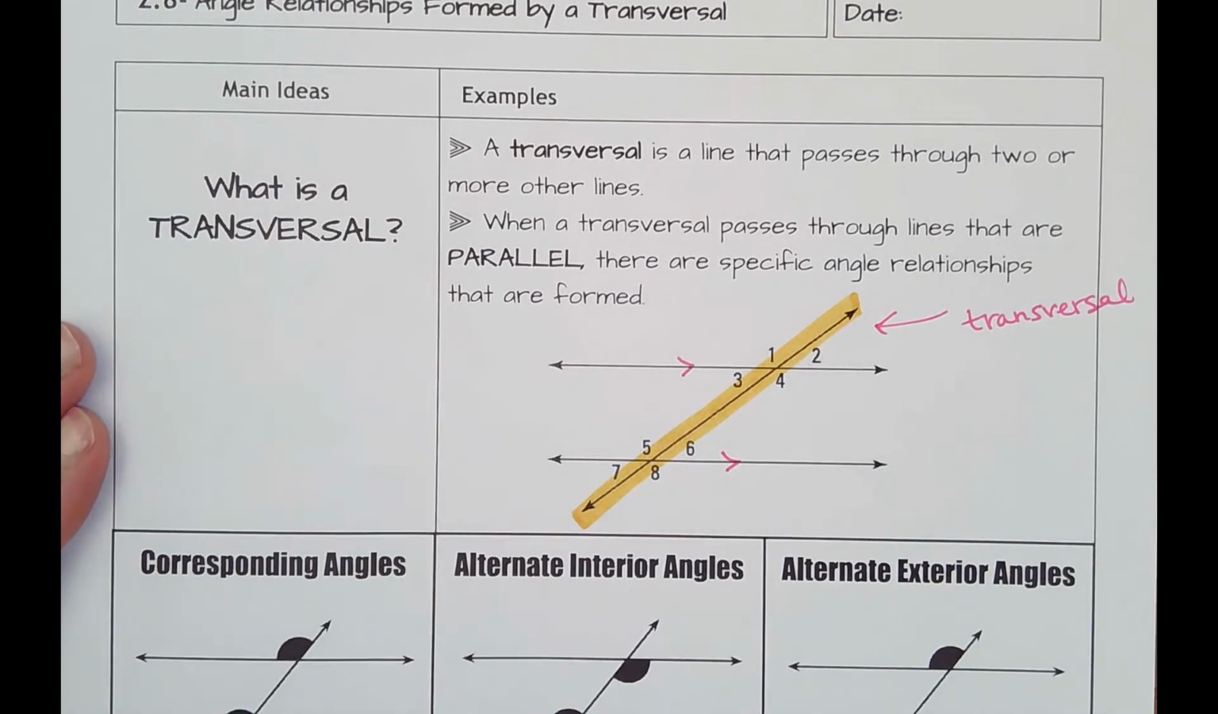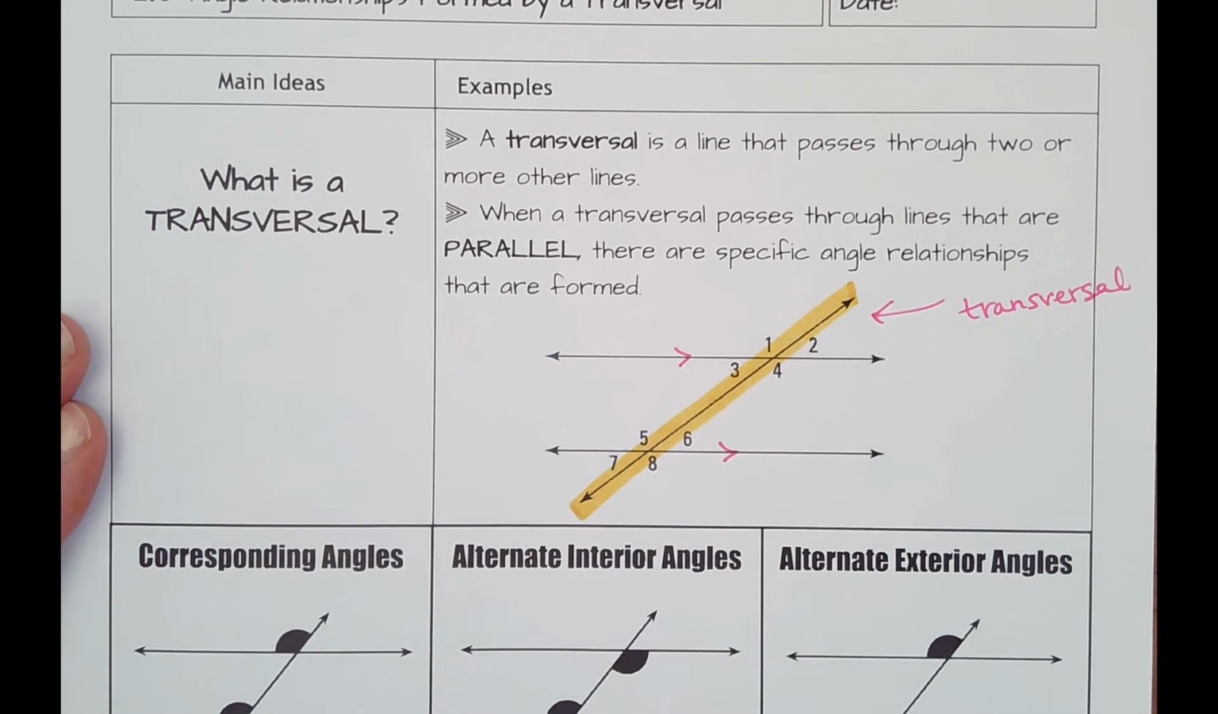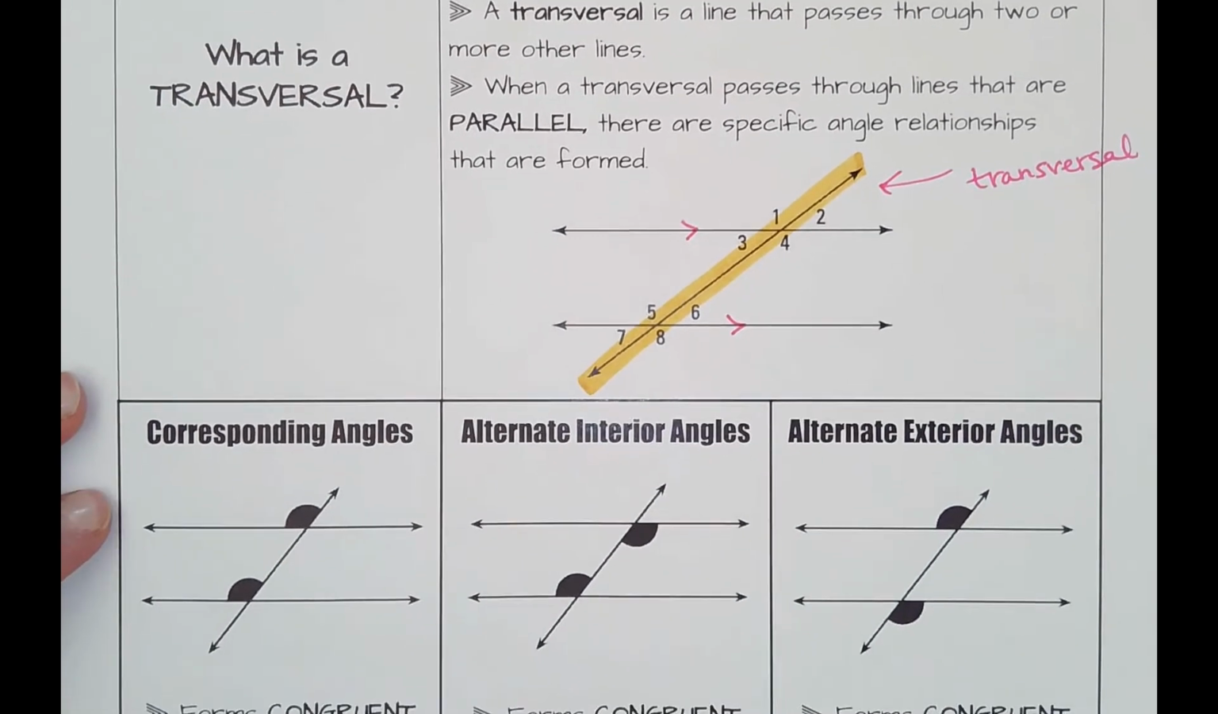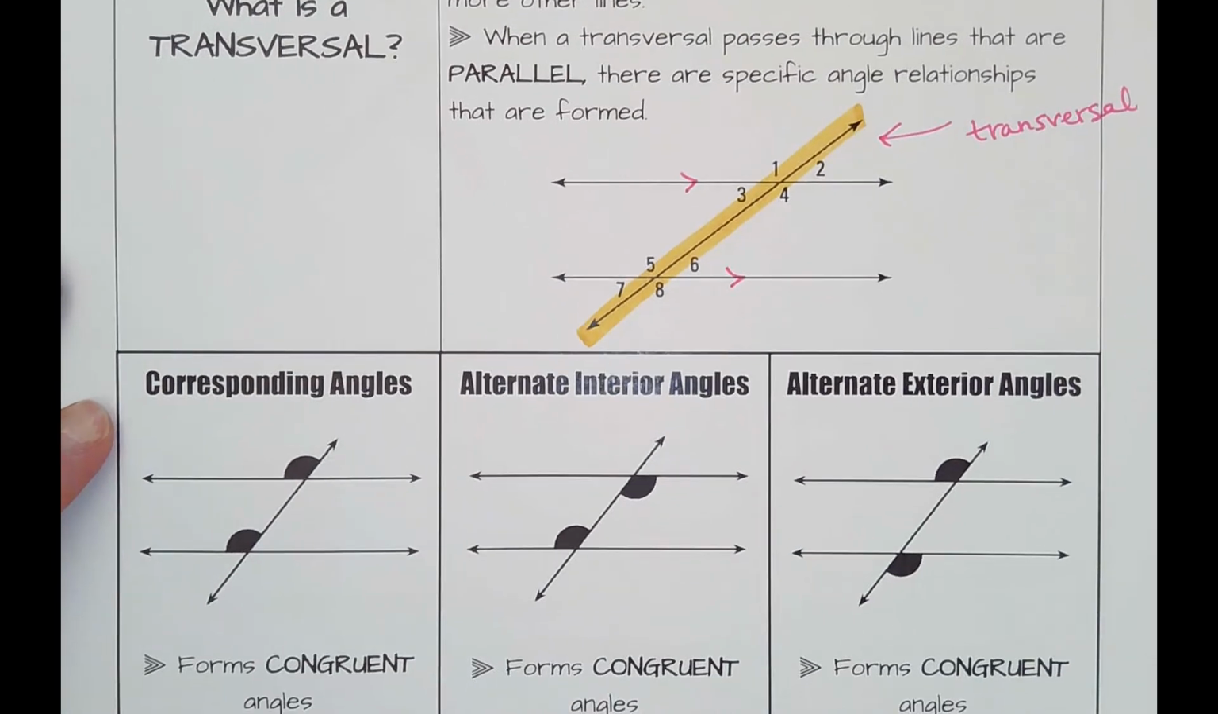The notes are pretty short. I just went ahead and put all 6 different relationships we need to know. We can pick out some examples, and that will give you something to look back at. The first relationship that is formed is what's called corresponding angles. If something corresponds to something else, it goes with it.